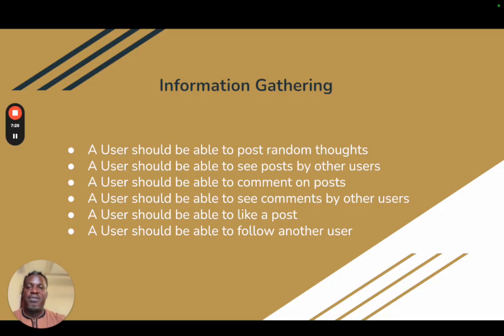The most important part is the information gathering. You need to understand the basic user stories around the problem that you need to solve. In this case, I've been able to draft simple user stories based on the definition of the problem. First, a user should be able to post random thoughts. A user should be able to see posts by other users. A user should be able to comment on posts. A user should be able to see comments by other users. A user should be able to like a post. A user should be able to follow another user.